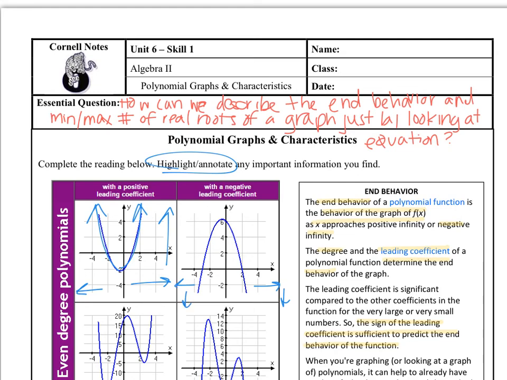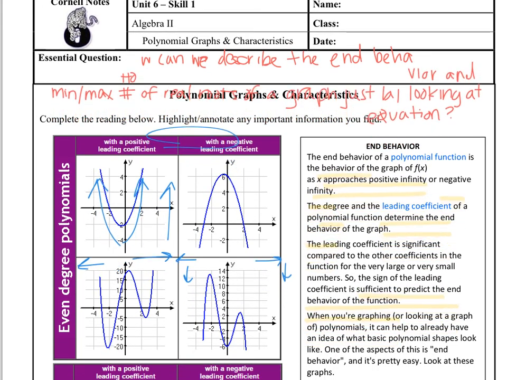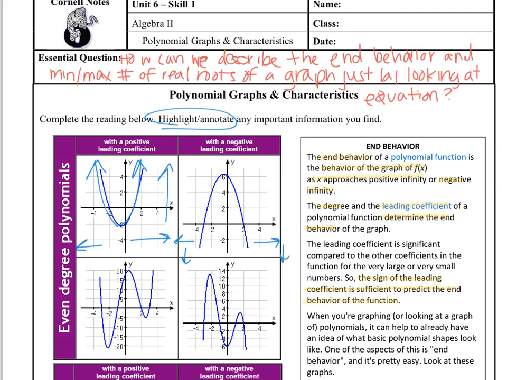Now they don't always have to match. You have to see that here in this picture. So, oh, this is annoying. I don't know why it does this sometimes. I'm sorry. So as I look at these pictures, if I have a positive leading coefficient, that will change the way that this graph looks. So it says the degree and the leading coefficient determine the end behavior. The sign of the leading coefficient is sufficient to predict the end behavior.